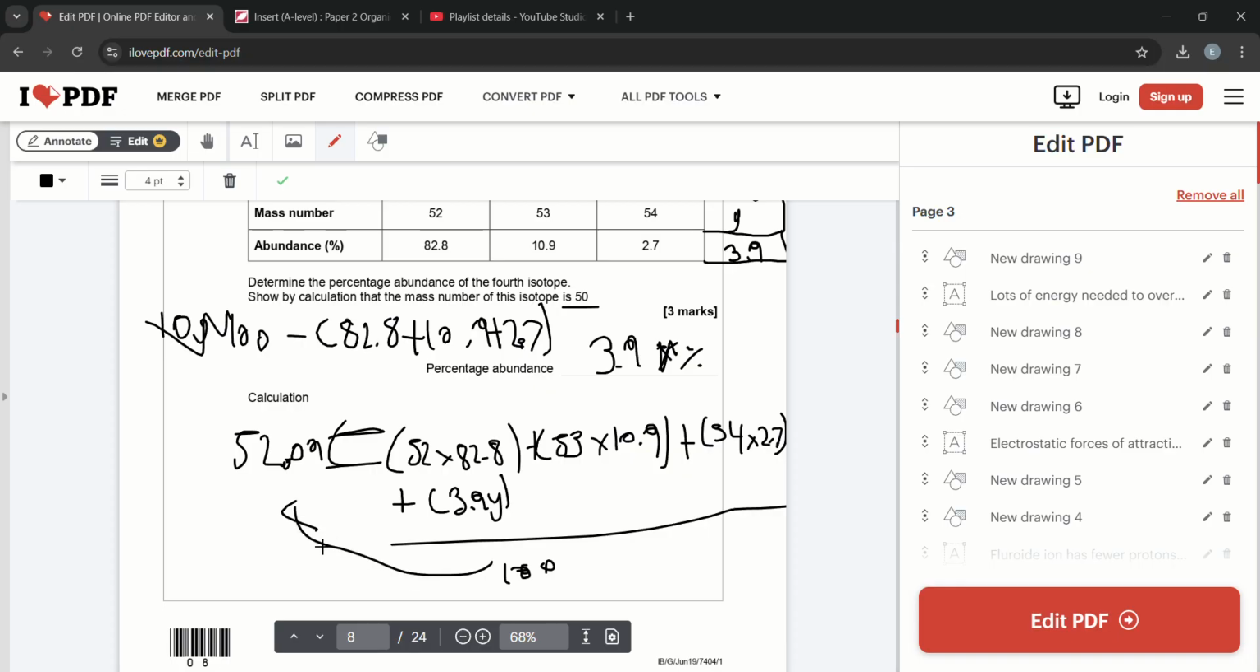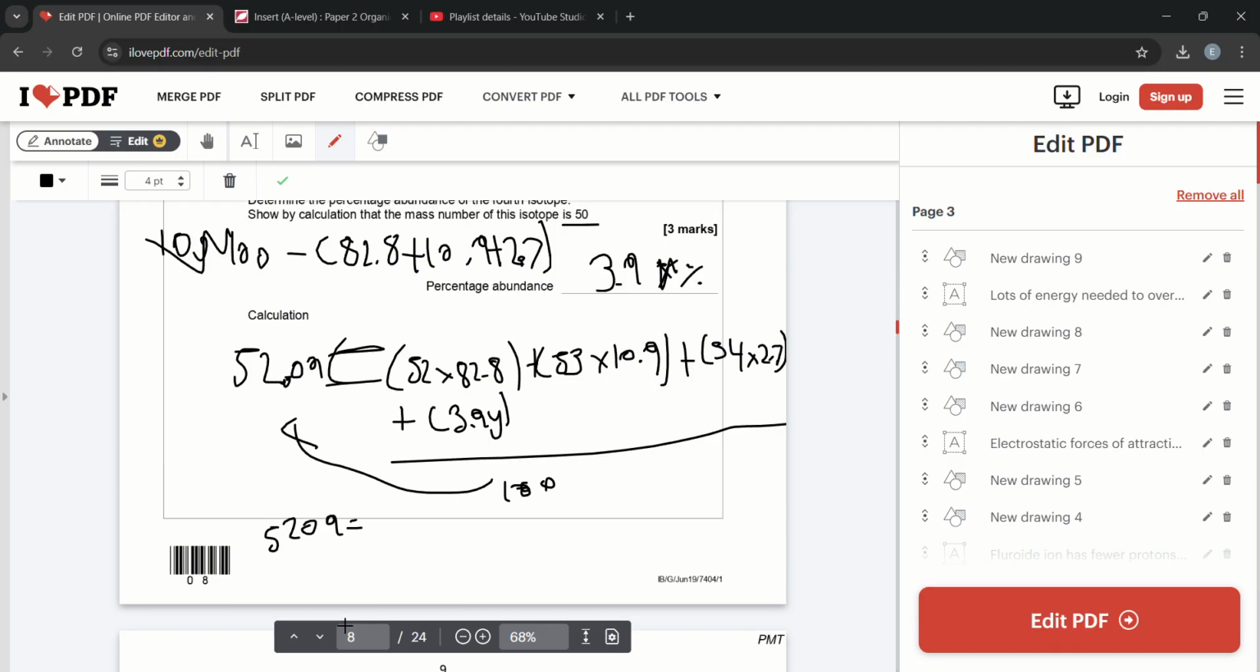Then move this to the left hand side, so we get 52.09 equals, and now let's put this in the calculator. 52 times 82.8 plus 53 times 10.9 plus 54 times 2.7, 5029.1 plus 3.9y, or x, doesn't really matter. 3.9y equals 5209 minus 5029.1, 179.9. Therefore y is going to be 179.9 divided by 3.9.